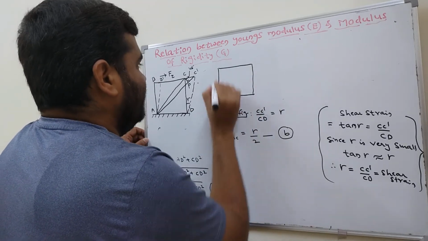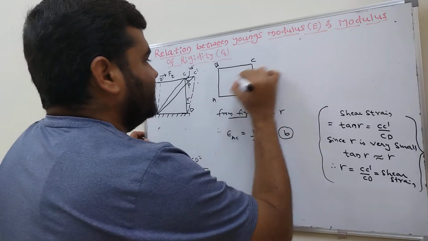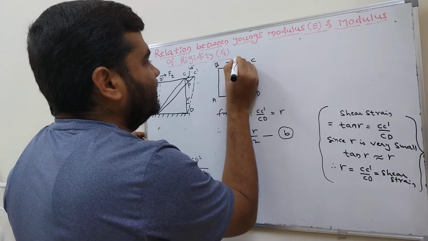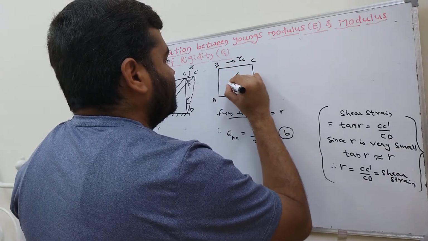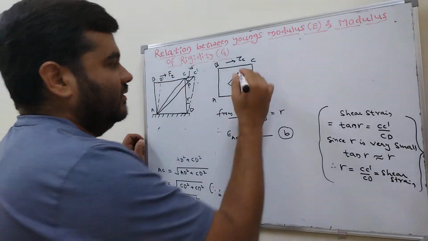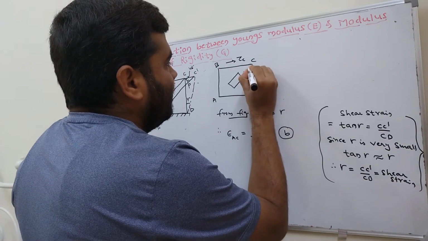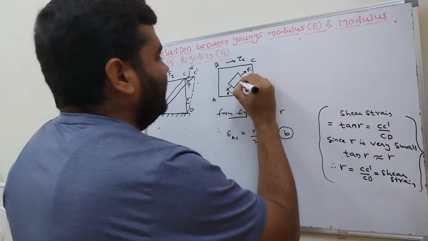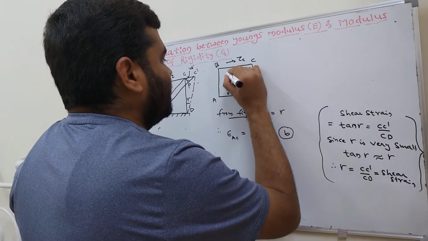ABCD. This is A, B, C, D. So this is the diagonal. When it is subjected to shear force F, tau here, it will undergo normal forces: tensile stress sigma 1 here, and in opposite phase it will undergo a compression stress sigma 2.